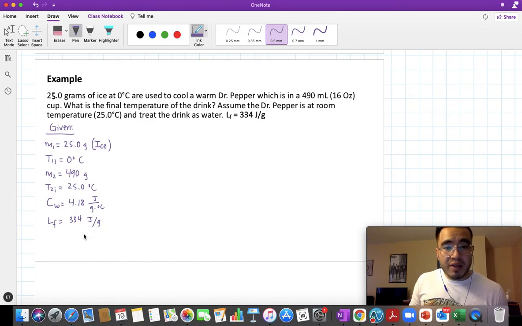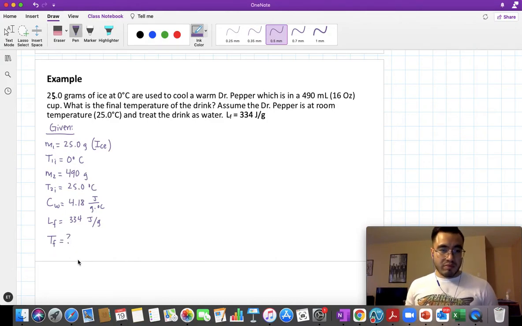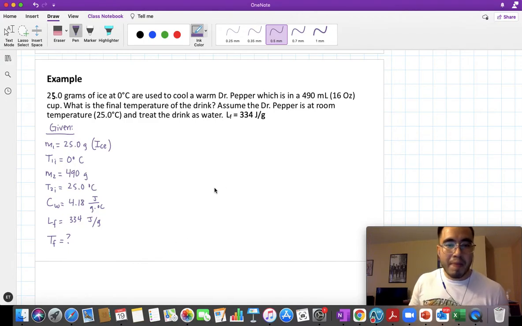And we're trying to find the final temperature of the drink after the ice has melted completely. Why? Because it makes the math easier. I know it's going to be watered down Dr. Pepper, but it's going to make the math easier. Okay, so don't forget, on the left side, pertaining to the ice, we're going to have two parts. On the right side, only one part.